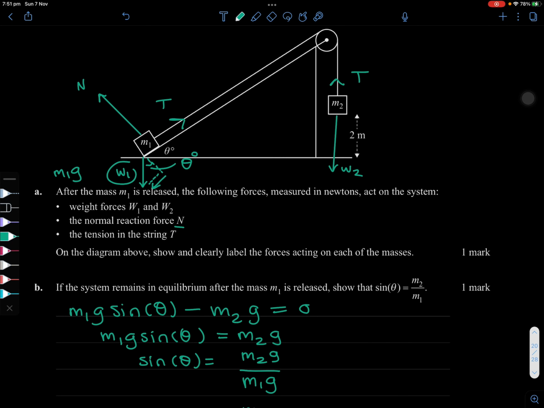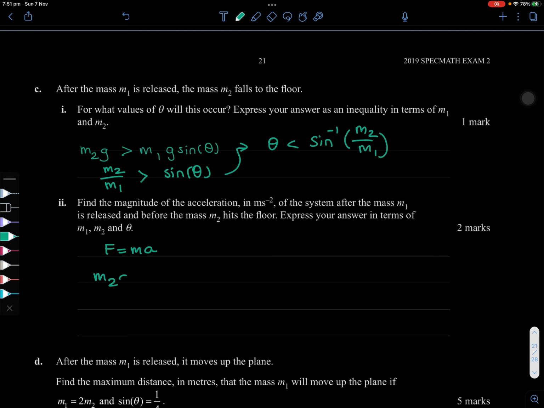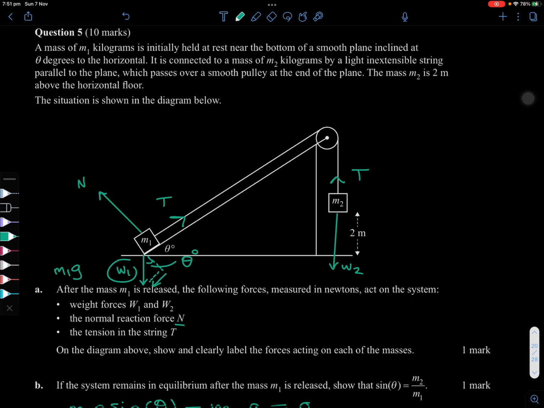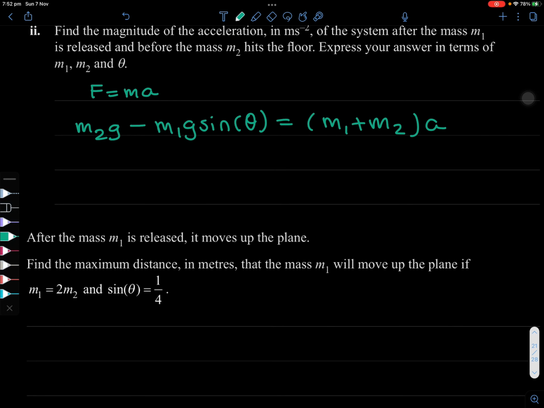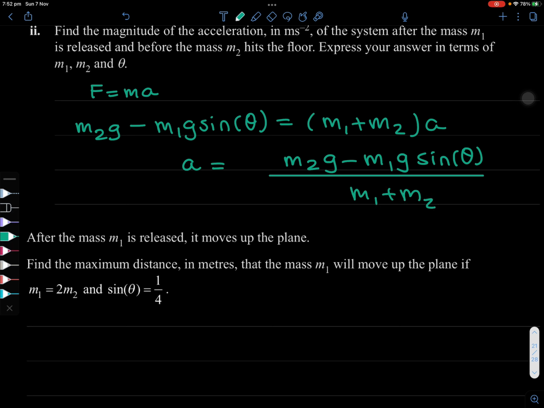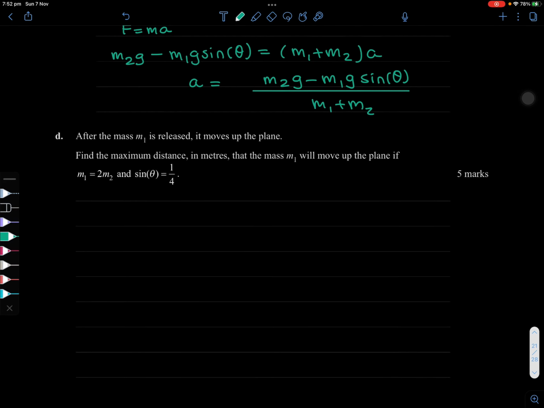The forces are going to be m2 pulling it down, so m2g, and the force opposing it is going to be this one, and that's going to be m1g sine theta, right? And that's going to be equal to the mass of the whole system, which is just m1 plus m2 times a, right? And when we divide both sides by m1 plus m2, we get a is equal to m2g minus m1g sine theta over m1 plus m2. Okay, so that's our answer for that component.